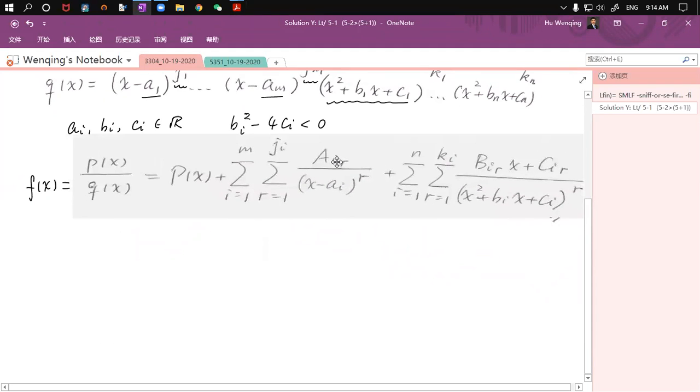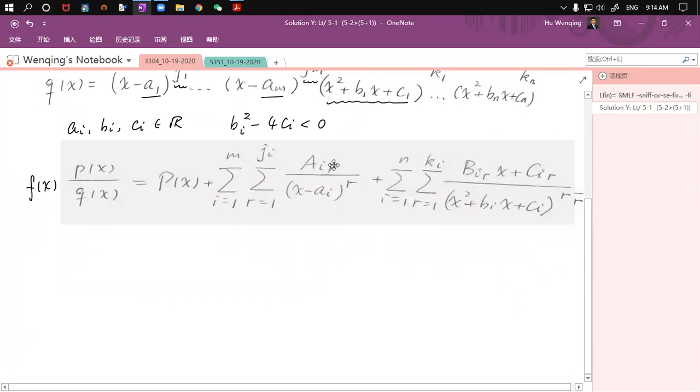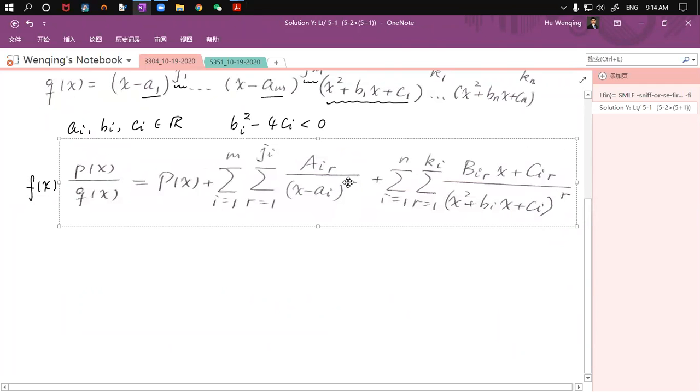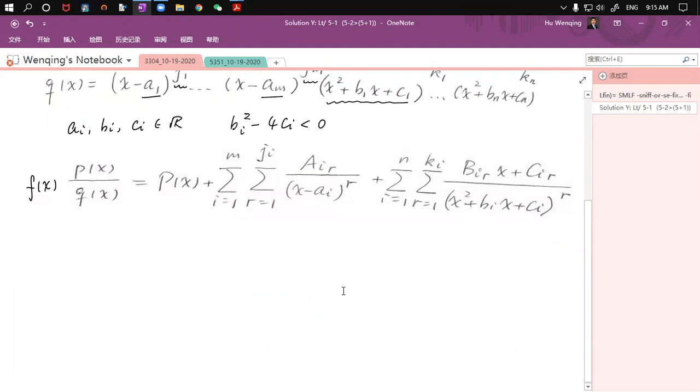So that's going to be the scenario. Let's put this formula there. So this is going to be f of x.